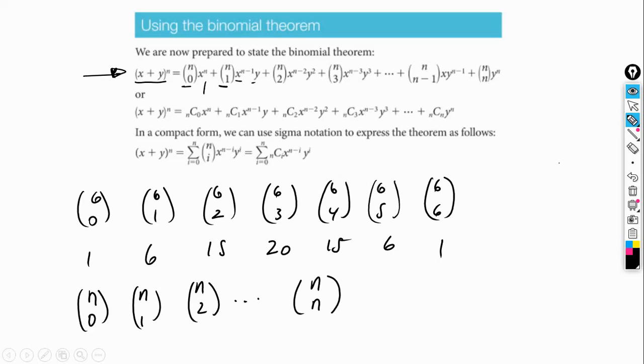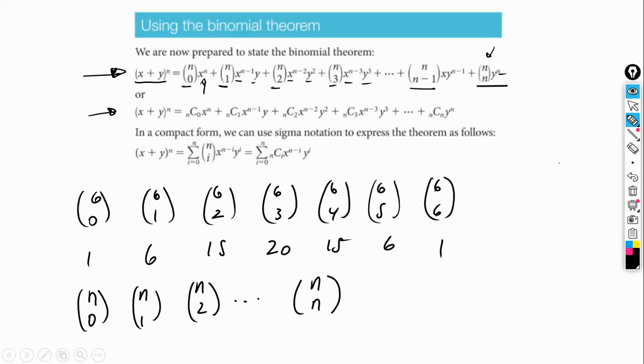Of course, before, y here was to the power of 0. Then we have the next coefficient, x to the power of n minus 2, y squared, plus the next coefficient, x to the power of n minus 3, y to the power of 3, and so forth. So we get a pattern. And this would be previous to last, right? So n over n minus 1, x to the 1 times y to the n minus 1, and then finally n over n for the coefficient, and y to the n.